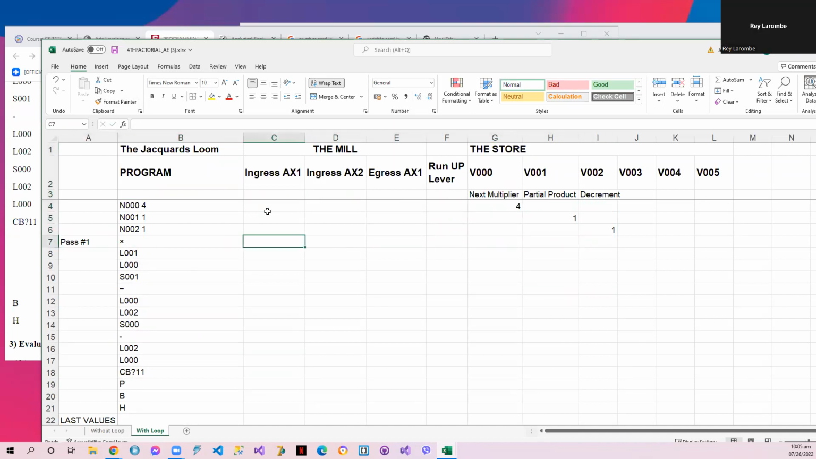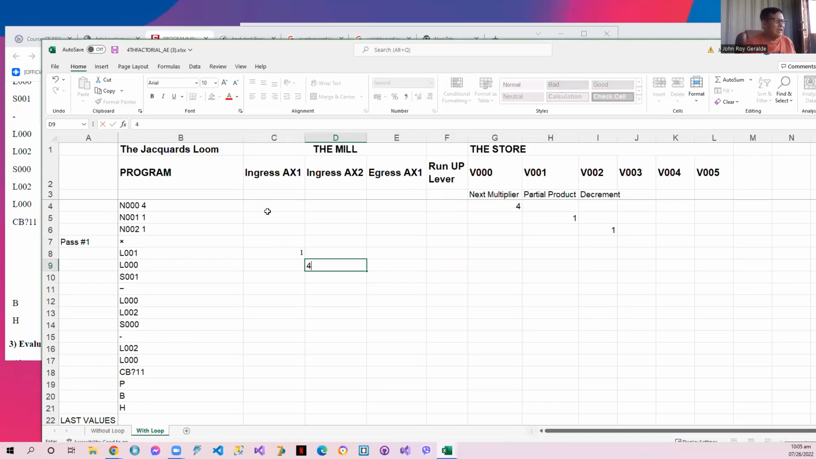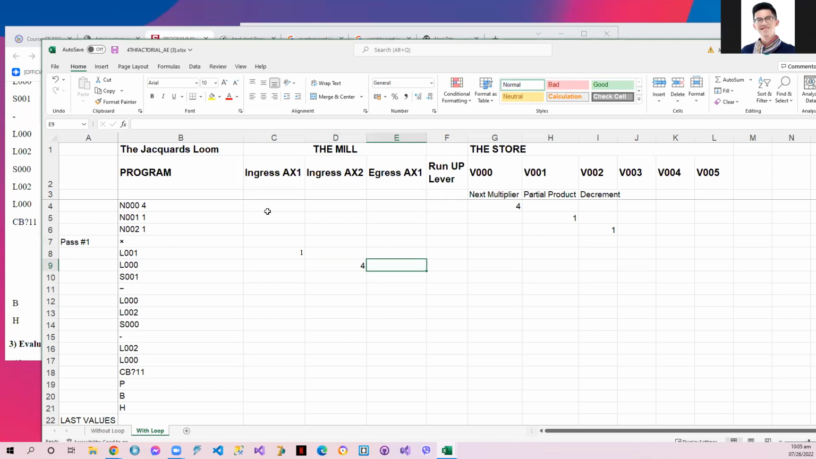411. So times L001, this is 1. L000, this is 4. Okay? And then this is 4. Now, the run-up lever will become 0. Any questions why it's 0? Because the egress access is positive. Do you follow? Whenever the egress access is positive, it's 0. When negative, it's 1. Okay? Can we proceed now?